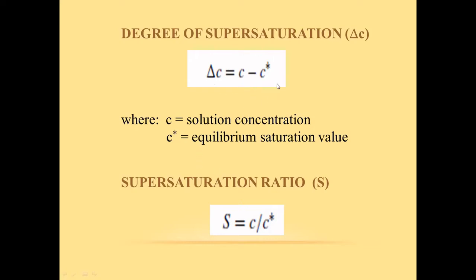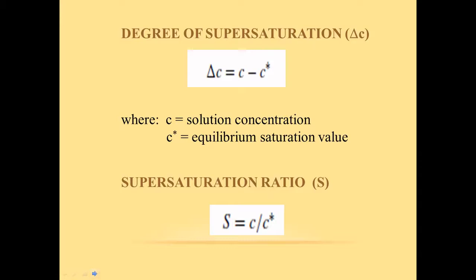So we simply take the difference of these two, and it's defined in here anyhow. The solution concentration, whatever that may be, and we subtract from it the equilibrium saturation value. Your degree of supersaturation can also be expressed in terms of the supersaturation ratio. This time, it's more straightforward, direct, because you simply have C over C asterisk. Whatever is the solution concentration, we compare it to the equilibrium saturation value by division.